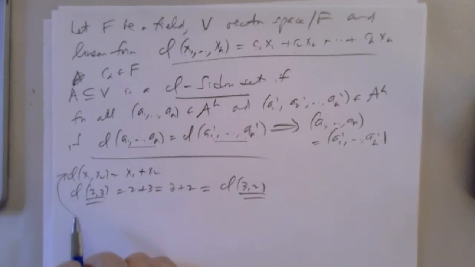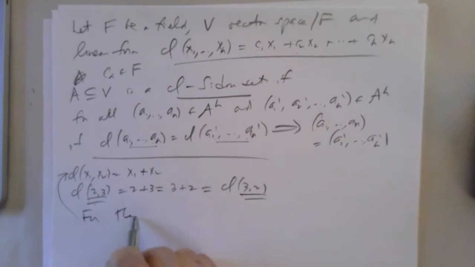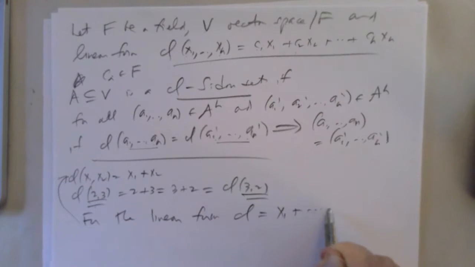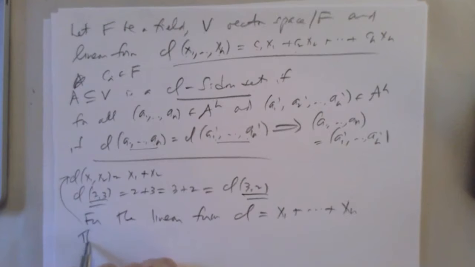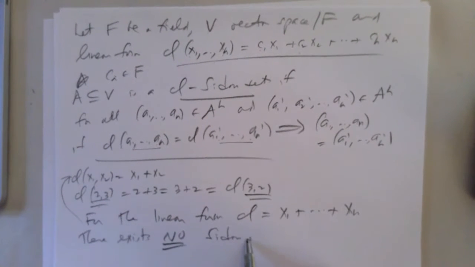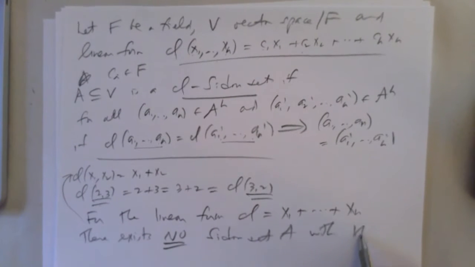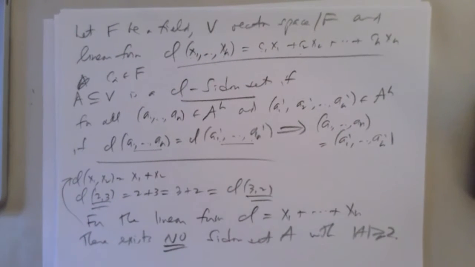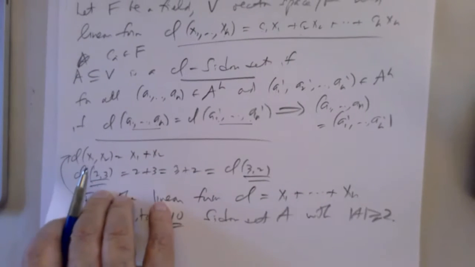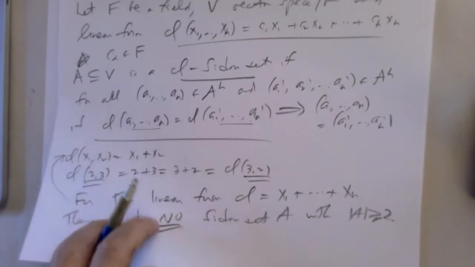Okay. So in fact, for the linear form phi equal to just the sum of these h variables, there exists no Sidon set A that has at least two elements. Right? So it's enough that two of the c's be equal. Excuse me? It's enough that two of the c's be equal to mess things up. That is true. That is sufficient. Or you could have one of the c's be equal to zero. That would also mess things up. Right. So we can state the following.